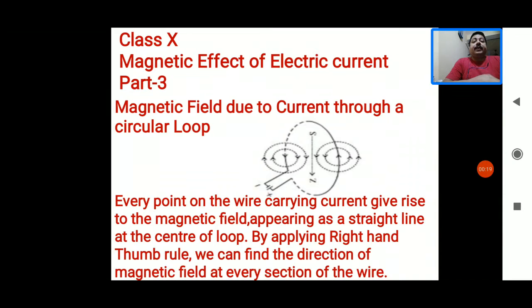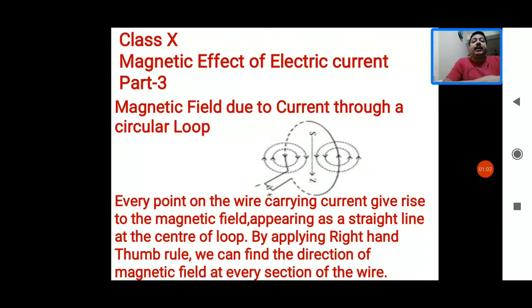Before it, we will discuss the magnetic field due to a current carrying conductor, that is, a straight current carrying conductor. In this case we have already discussed the direction of the magnetic field. To find the direction of the magnetic field we used the right hand thumb rule, which is also called the Maxwell corkscrew rule. And one more thing is there, that is the magnitude.